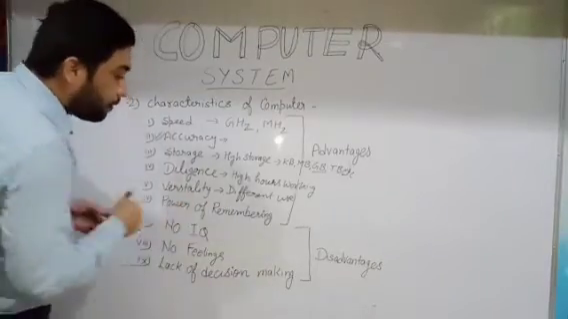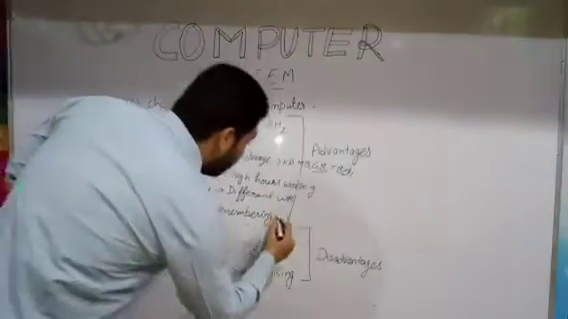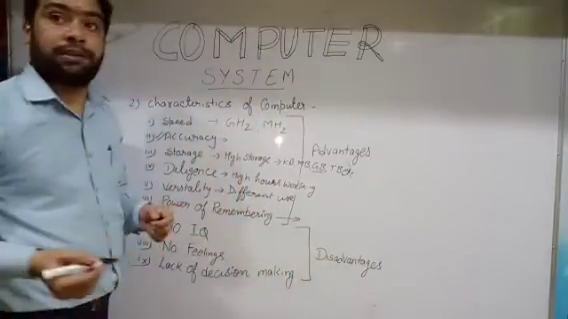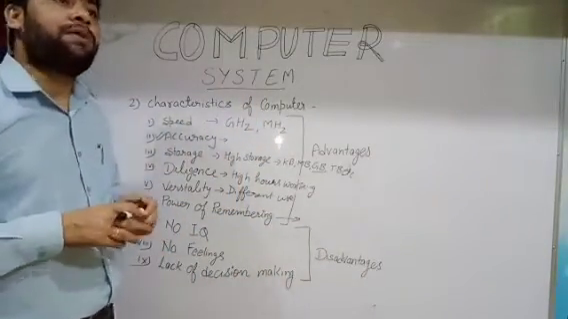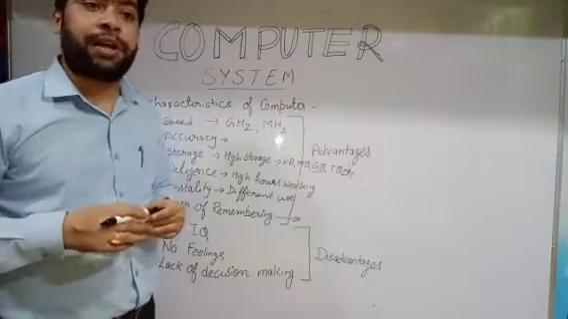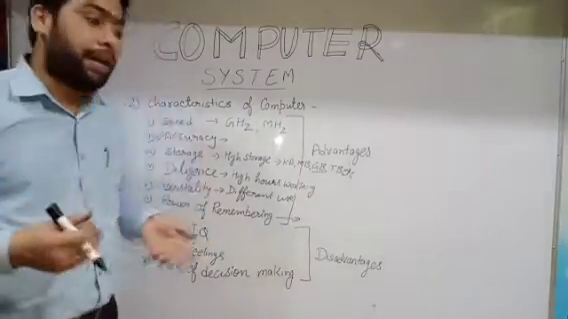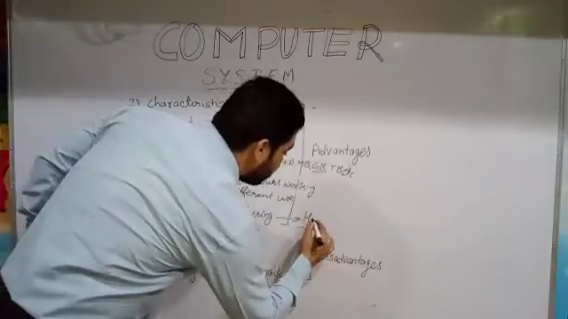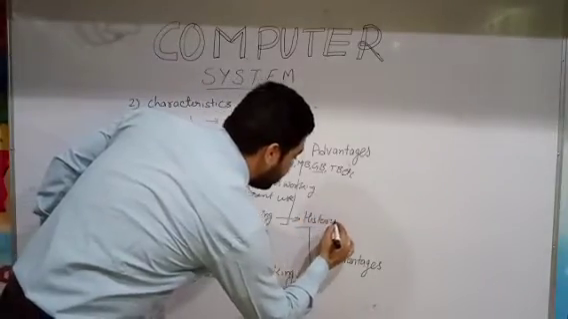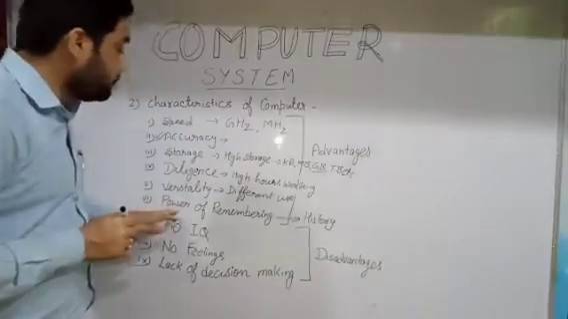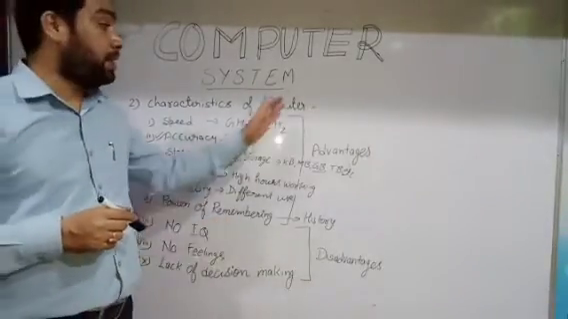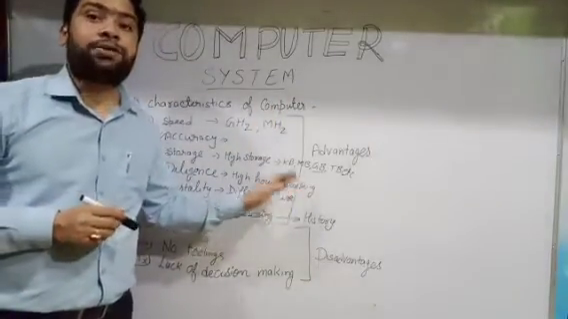Now the power of remembering. Remembering means when we have done any work, like on the internet, we used many websites earlier on our computer, and we want to use the same again. Then we use the history option. That means we use the remembering power of the computer. These are some advantages of the computer.